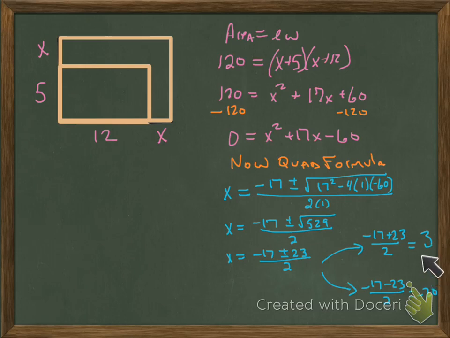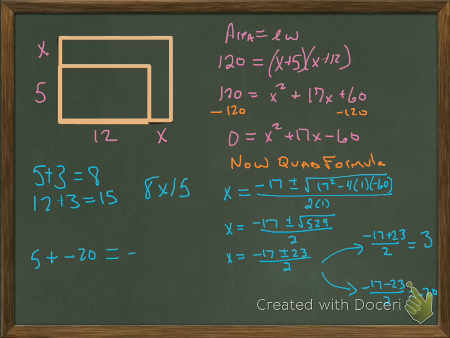As always, I end up with 2 answers, and because of this situation again, where I'm in a geometry situation, most of the time my negatives don't make sense. So one possible garden would be 8 by 15 by plugging in this 3, and the other answer I found would be a negative, and that doesn't make sense, so I just threw it out. Guys, that's the idea. I want you to work on 1 through 5 tonight, and we'll look at those tomorrow.